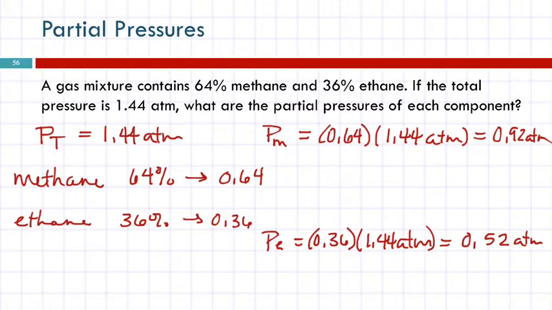Yeah, so the partial pressure of methane is 0.92 atmospheres. The partial pressure of ethane is 0.52 atmospheres. And as a check, we can add these together and see if they add up to the total pressure. So 0.92 plus 0.52 is 1.44. They do add up to the total pressure. Any questions?